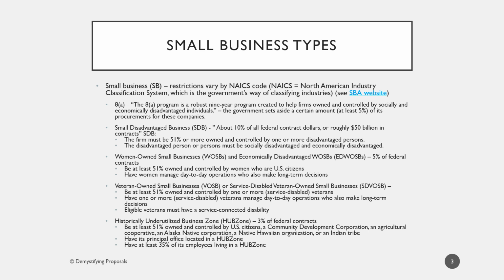Historically underutilized business zones, or HUB zones as most people call them, get about 3% of federal contracts set aside for them. They must be at least 51% owned and controlled by U.S. citizens, a community development corporation, an agricultural cooperative, an Alaskan Native corporation, a Native Hawaiian organization, or an Indian tribe.